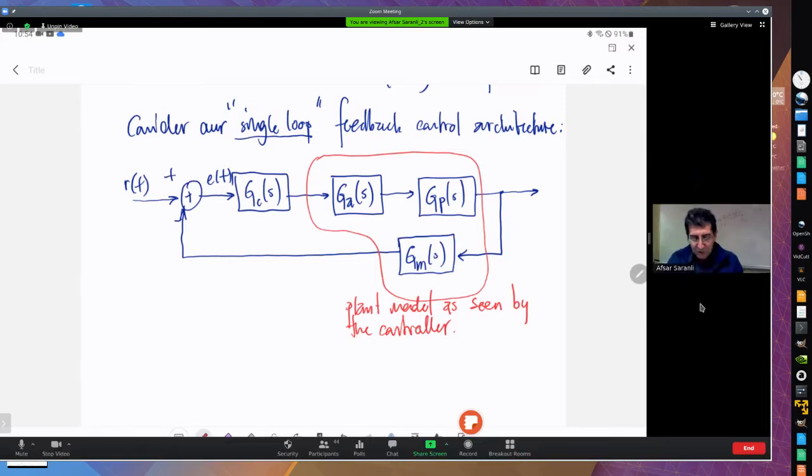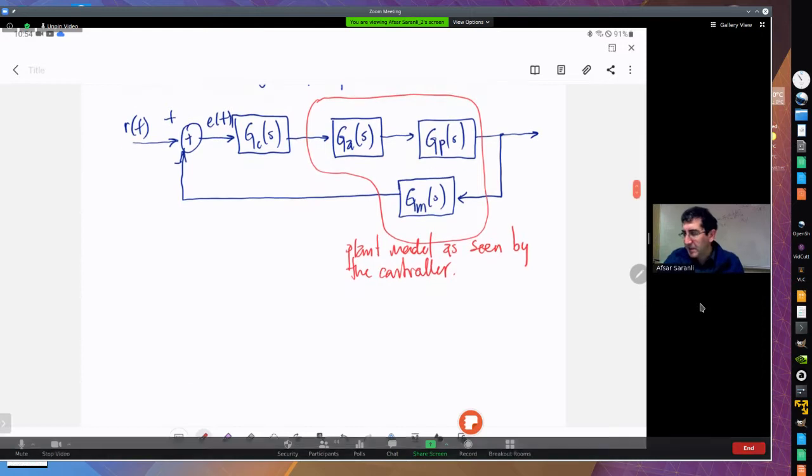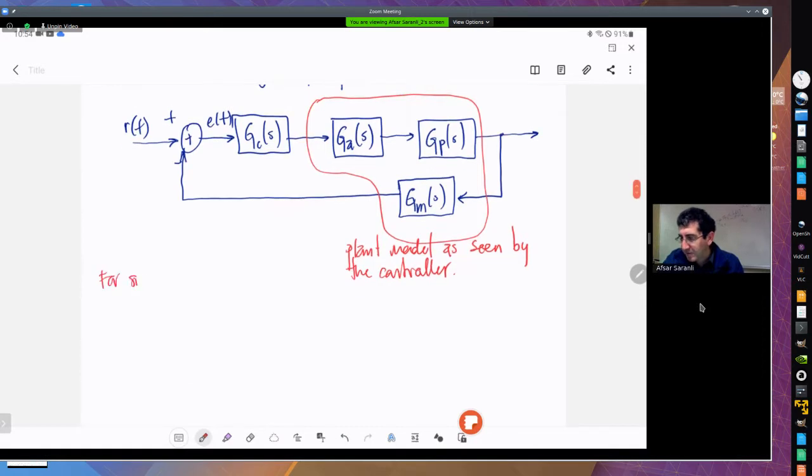All right. So for simplicity, we will again assume that actuator and measurement models are all combined into GP of S, so that we have GA of S equals GM of S equals unity. Okay, so we assume them to be unity transfer functions.